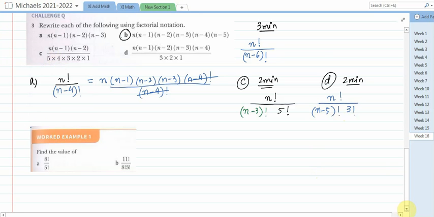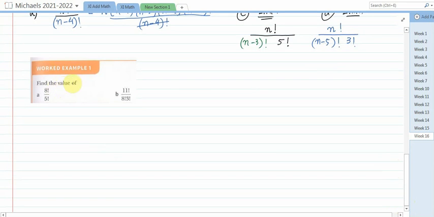It has 2 questions. The first one, find the value of, value means now the answer must be numeric. Find the value of 8 factorial over 5 factorial, and B part is 11 factorial divided by 8 factorial into 3 factorial. So you need to attempt both of these parts, and you have a time of 4 minutes to complete these 2. So start.